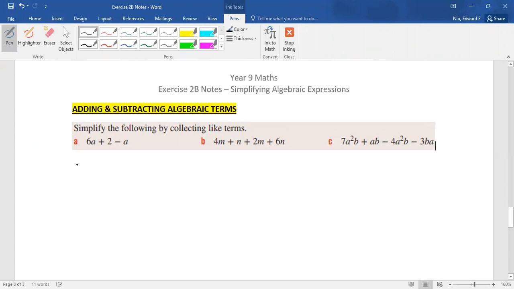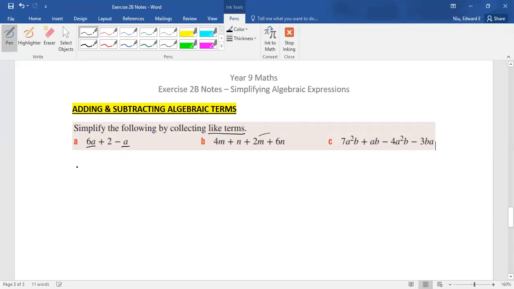So the key thing to know is what are like terms. Like terms are any term, so it could be a number, it could be a number and letter together. Basically, for two terms to be alike, they need to have the same pronumerals and the pronumeral power. So 6a and negative a, those two are like terms. Notice how the a is to the power of 1 in both of these terms. That's why they're like terms.